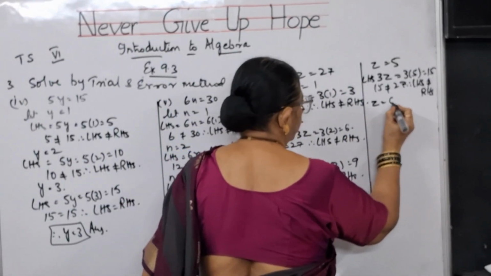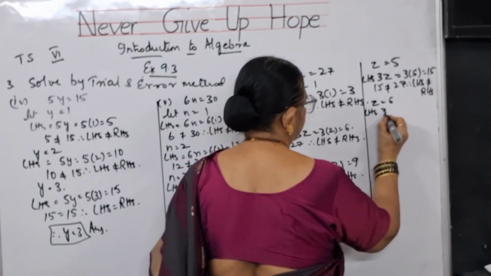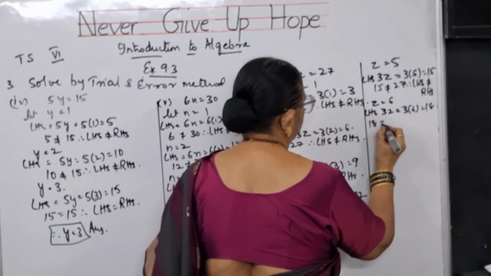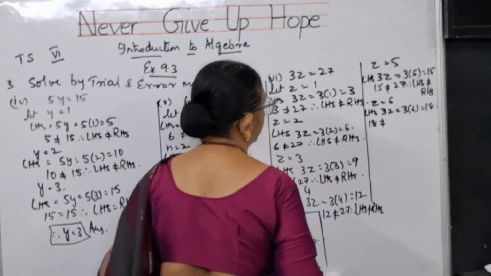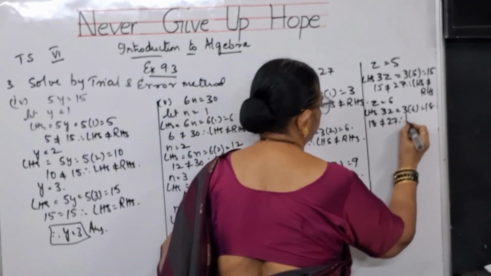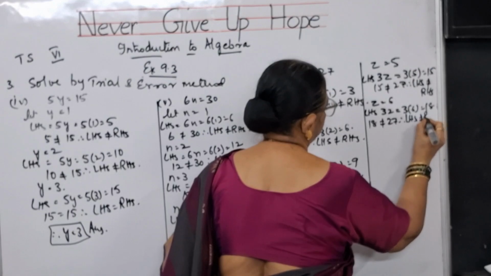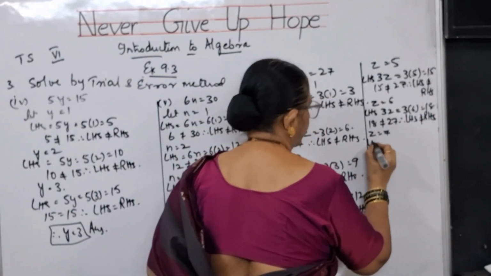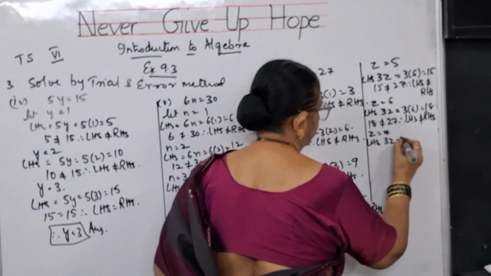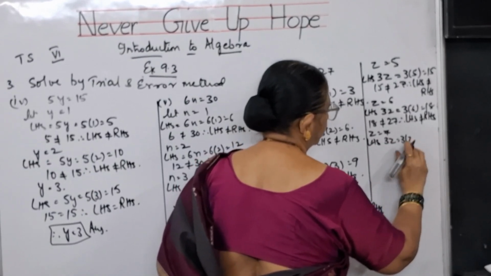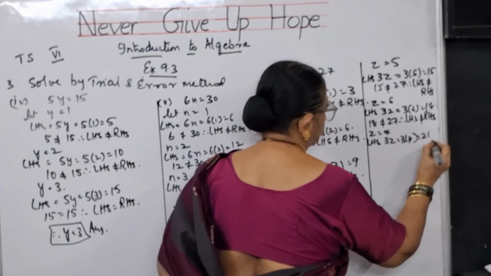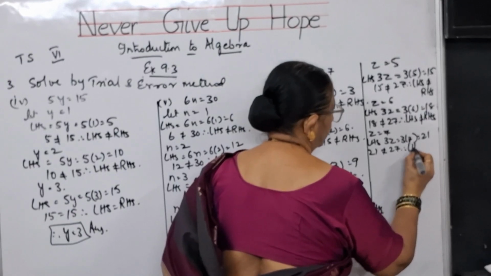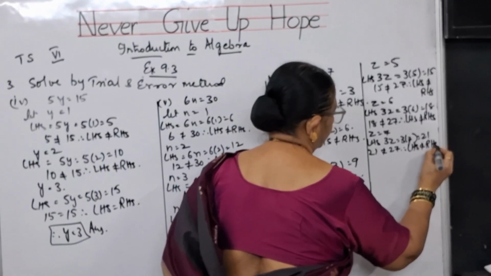Next, z is equal to 6. LHS 3z. 3 into 6, 18. 18 is not equal to 27. Therefore, LHS is not equal to RHS. Next, z is equal to 7. LHS 3z. 3 into 7, 21. 21 is not equal to 27. Therefore, LHS is not equal to RHS.